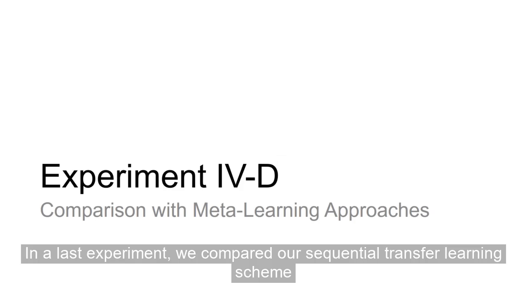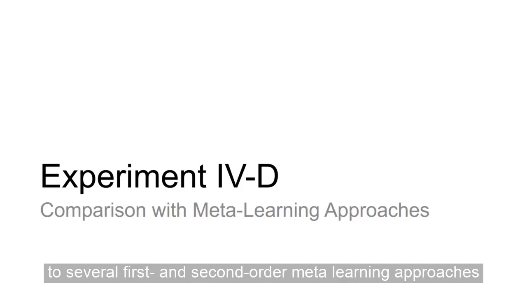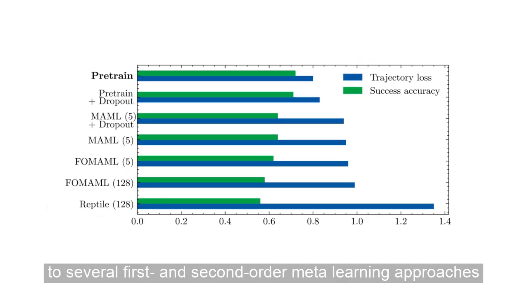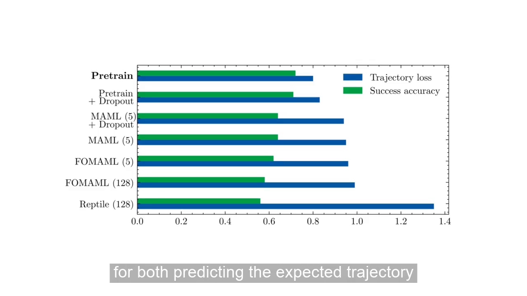In the last experiment, we compared our sequential transfer learning scheme to several first and second order meta-learning approaches and found that we outperformed them for both predicting the expected trajectory as well as the probability of success.